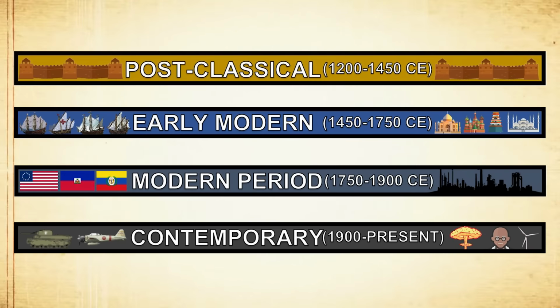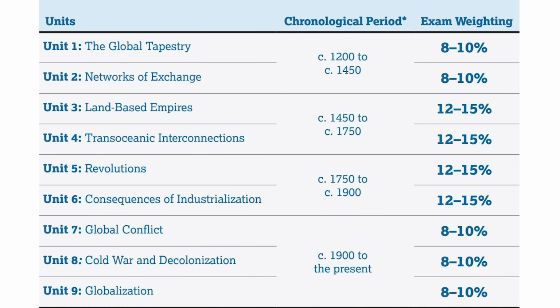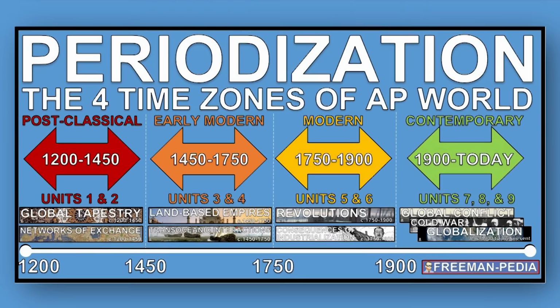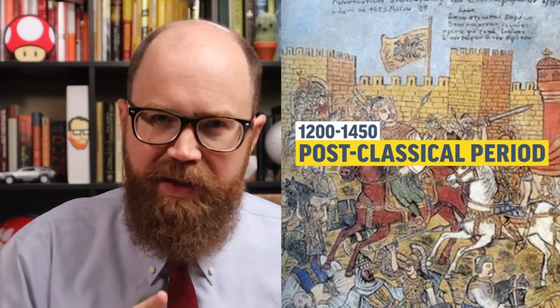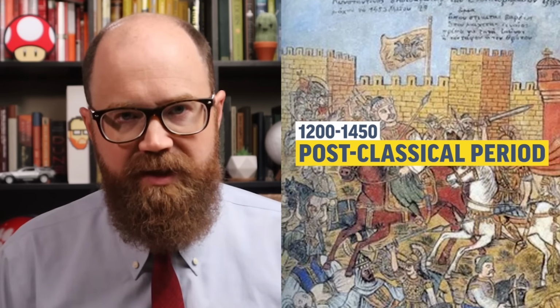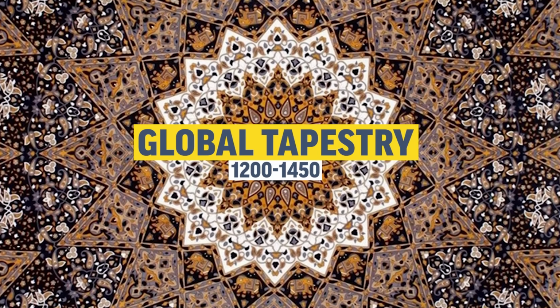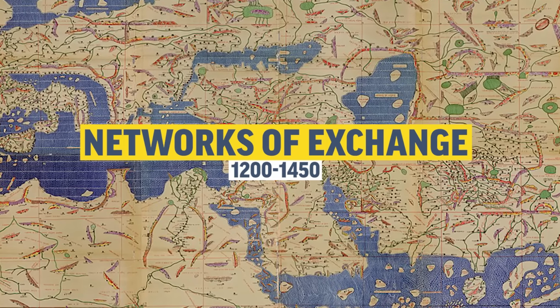Think of periodization as breaking down the course into 4 different periods. Your teacher may present the course to you in 9 separate units, but you need to see the course as 4 different time periods. You can see from this graphic that the course is really divided into quarters. Today, we zero in on that first period, the post-classical period. The first 2 units both take place in that first period, 1200 to 1450. Unit 1 is a quick tour of the major world regions during that time period, and Unit 2 is all about how those regions connected in this time period.